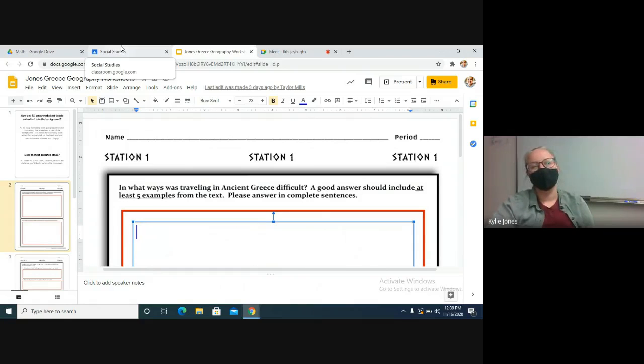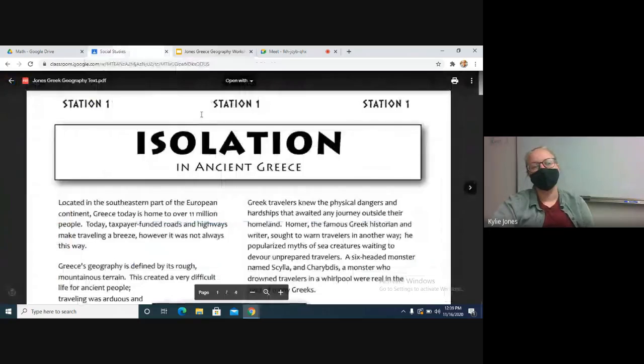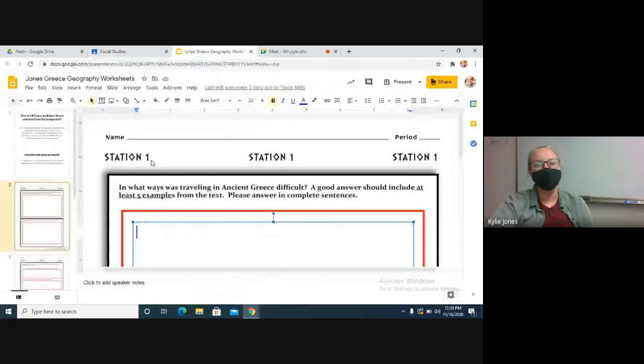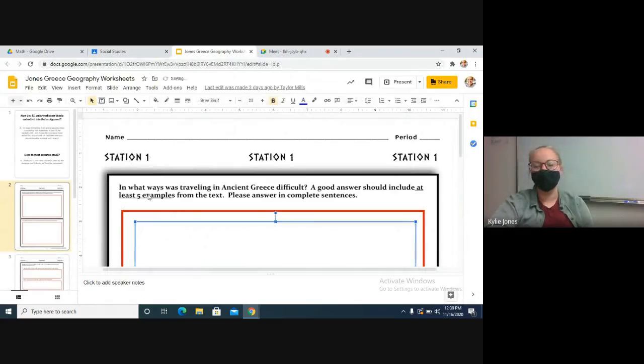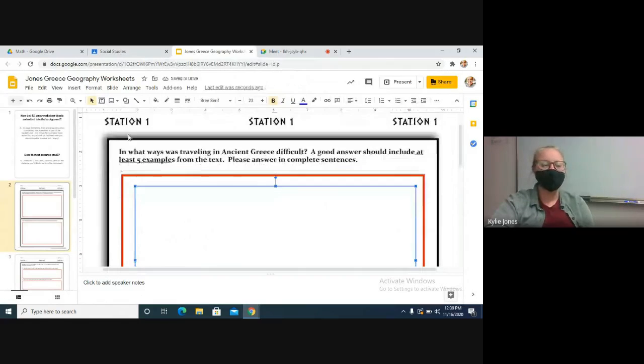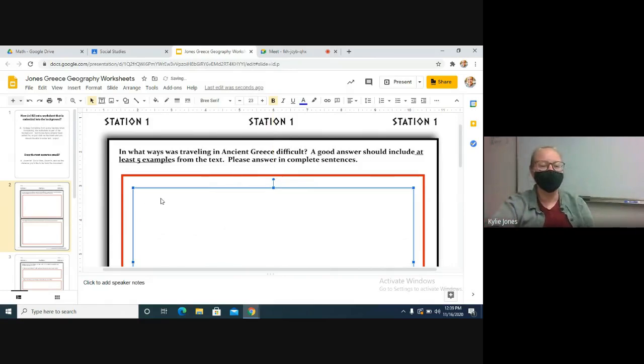All right. So what we're going to do is I'm going to read them. This one says Station 1, so that means it goes with slide number 2 that says Station 1. There are 2 questions we're going to answer here. It says, in what ways was traveling to ancient Greece difficult? So we're moving on from Egypt. Now we're talking about Greece. A good answer should include at least 5 examples from the text with complete sentences.